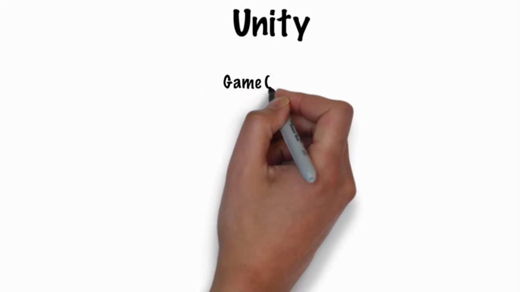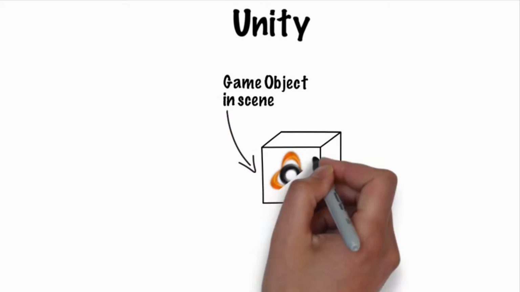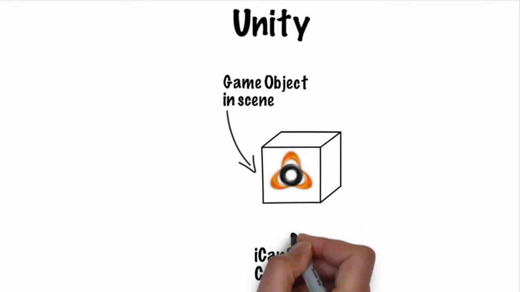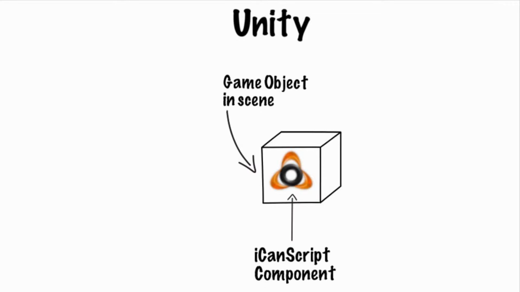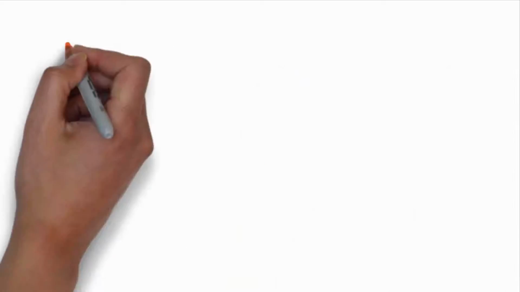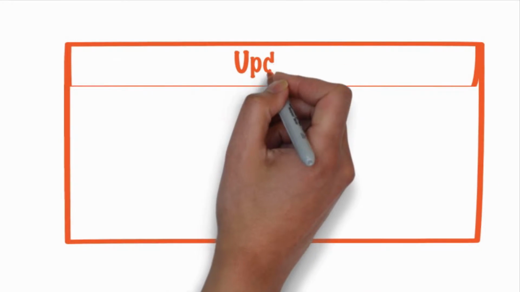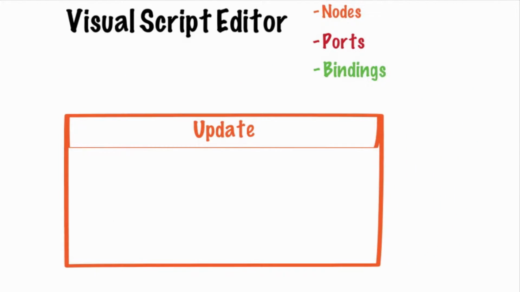Let's visualize a scene with a cube in it. This cube is a Unity game object, and this cube contains an iCanScript component. Now, let's draw a node representing the update method. This is called for the cube once per frame.